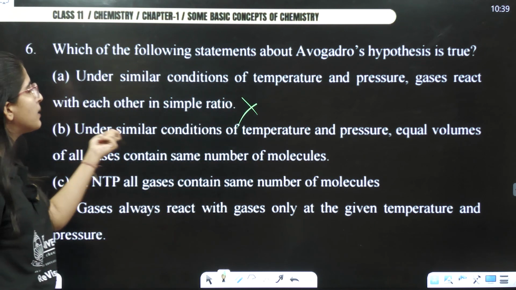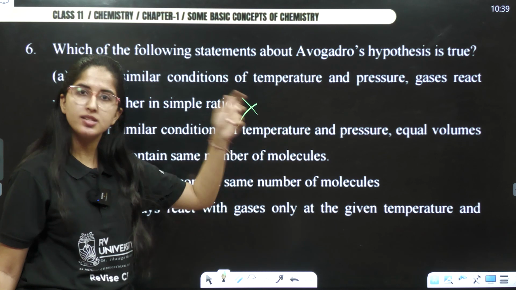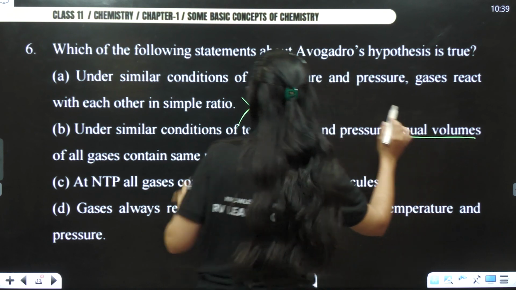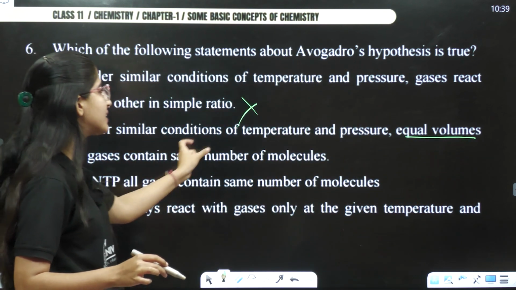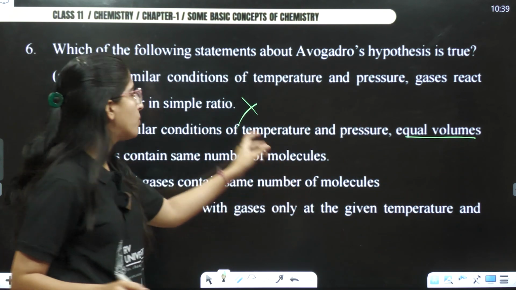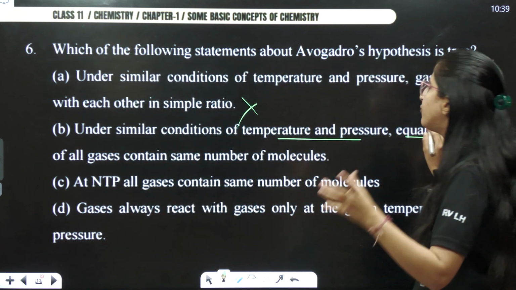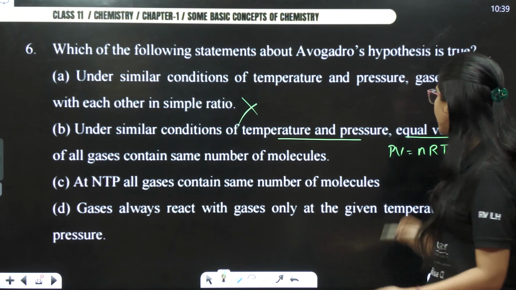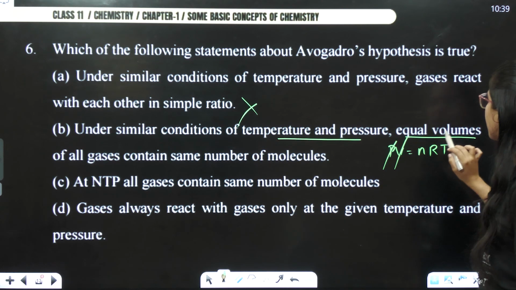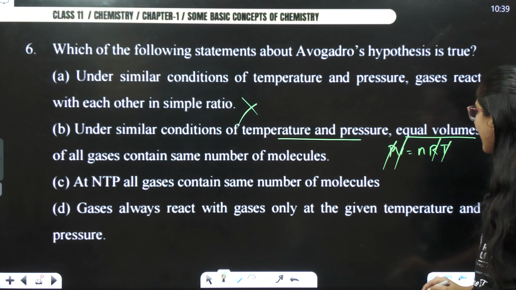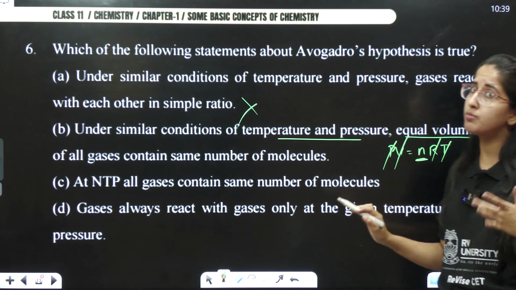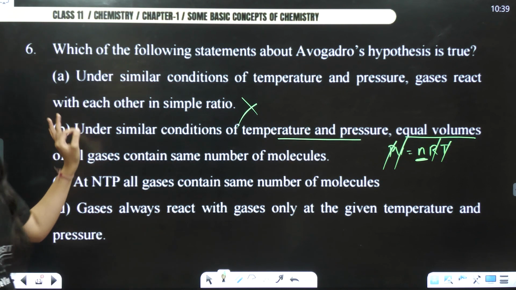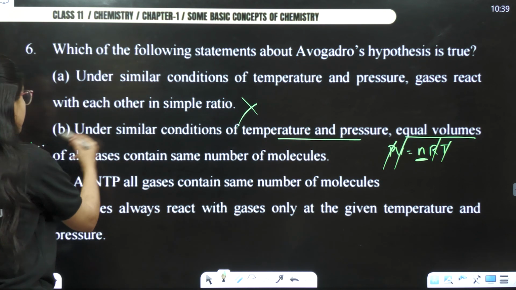Next, under similar conditions of temperature and pressure maintained constant, equal volumes of all gases contain the same number of molecules. This is true because if temperature, pressure and volume are equal, then in PV equals nRT, pressure is the same, volume is the same, temperature is the same, and R is the universal gas constant. Then the number of moles will also be the same. If the number of moles is the same, then the number of molecules will also be the same. And this is the exact Avogadro's hypothesis.